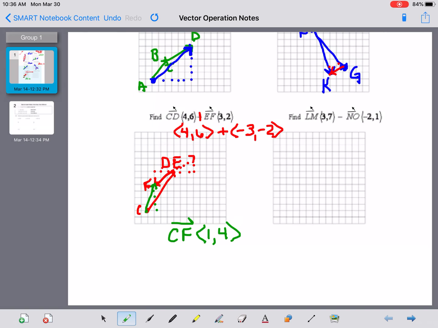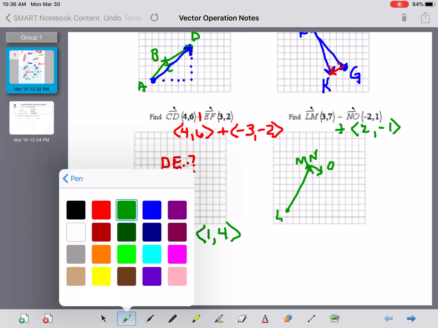And we're going to start with LM, which is 3, 7. So I'm going to choose a point, make it my L. I'm going to go right 3, up 7. There's my LM. And now I'm going to subtract NO. Instead of subtract, I'm going to change it to add, and I'm going to make it the opposite. So that's going to become a positive 2 and a negative 1, which means my N, which starts right here where my arrow is, is going to go to the right 2 and down 1. So here's my subtracted value now of NO. Normally I would have gone left 2, up 1, but because I'm subtracting, it's opposite.